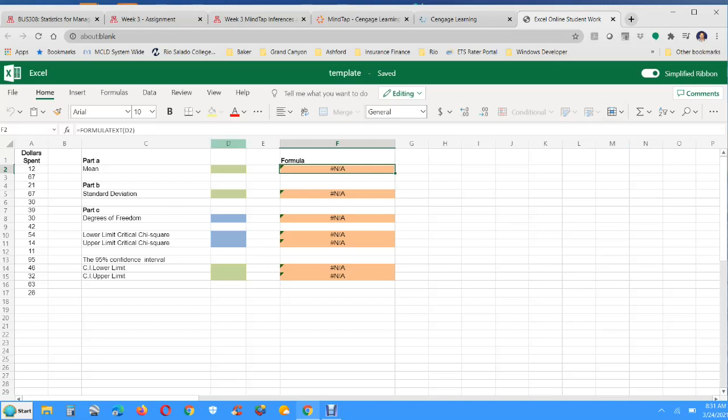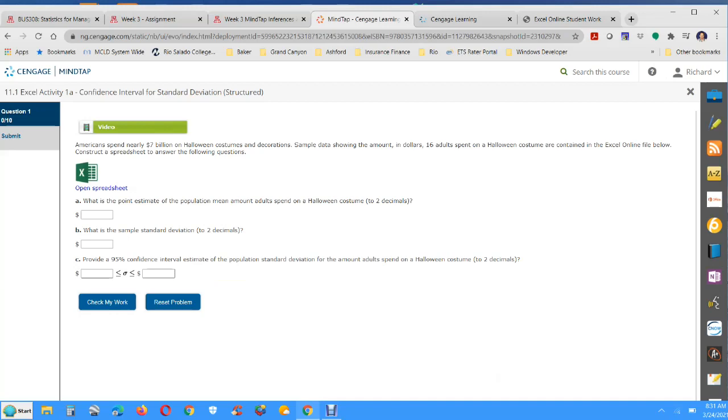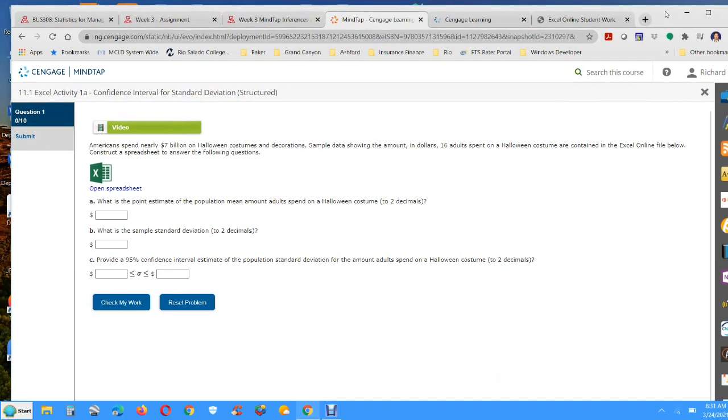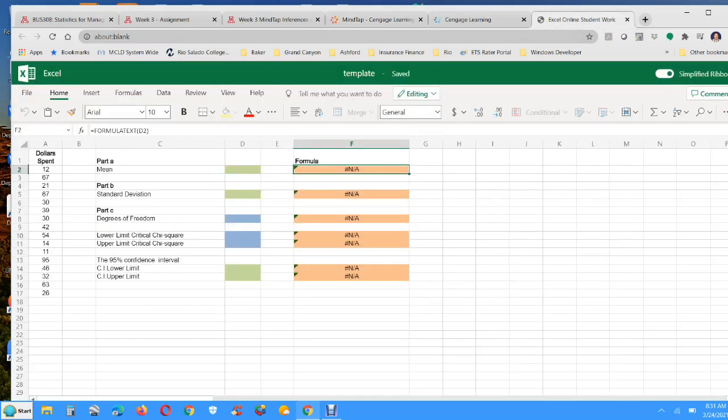What I have pulled up here is the Excel template, right from your MindTap. This is activity 1A in 11.1, so this is actually one of your activities. Here we're using just the given data as an example of how to do this point estimate for the sample standard deviation and then the confidence interval for the population standard deviation. I thought it would be a good example to work through.